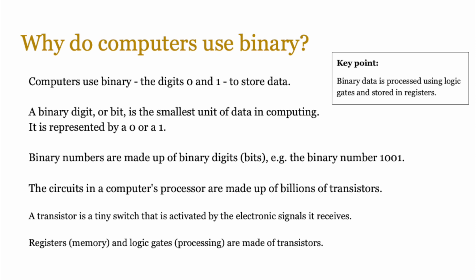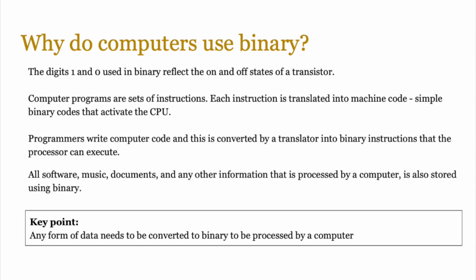Binary numbers are made up of bits, and an example of a binary number is 1001, and you probably have encountered this before. The circuits in a computer's processor are made up of billions of transistors, which basically are switches, and these are activated by the electronic signal it receives. So registers basically store this data, and their memory and logic gates are used for processing. They're all made out of these transistors. So these ones and zeros are used to reflect the on and off states of a transistor.